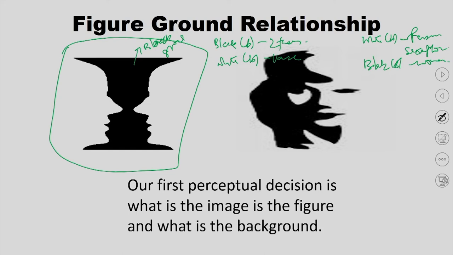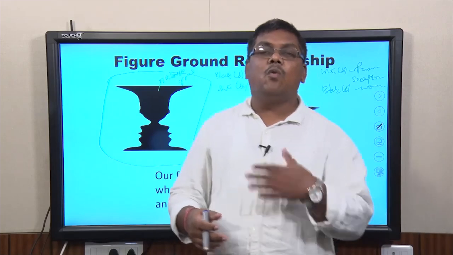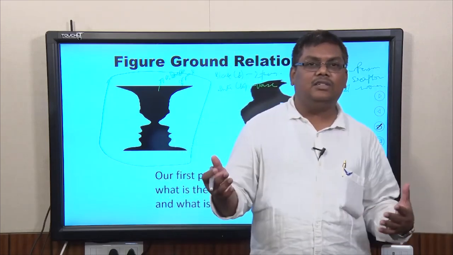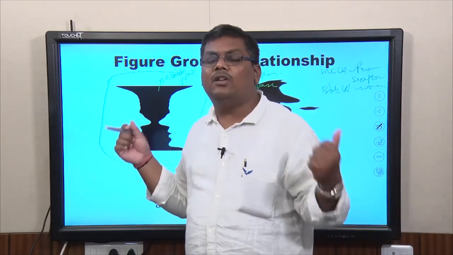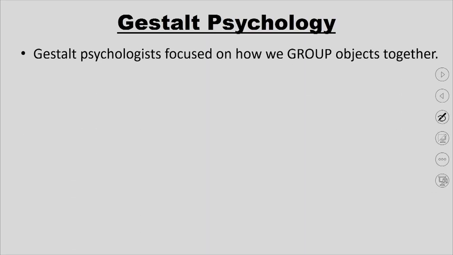The first step in localization, or maybe the second step in localization, is distinguishing what is the figure and what is the background, and that tells you a lot about how to do perception or localization. This is important for perception. Now, there are certain perceptual organizations proposed by Gestalt rules, which are used for perception, or for localization of an object in the background.